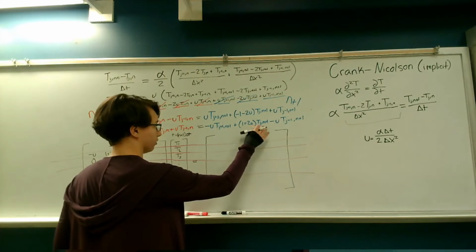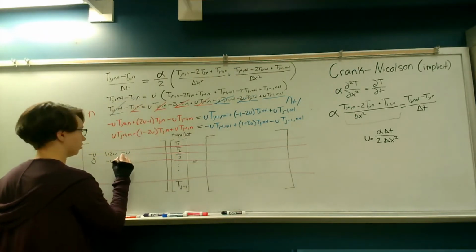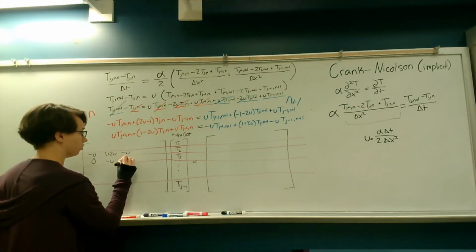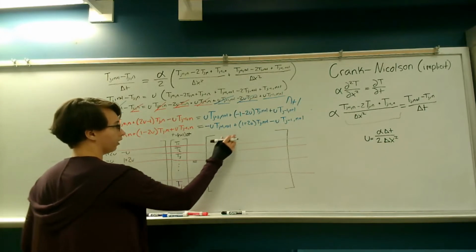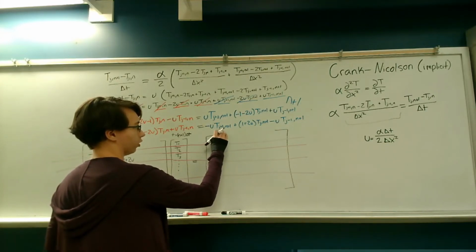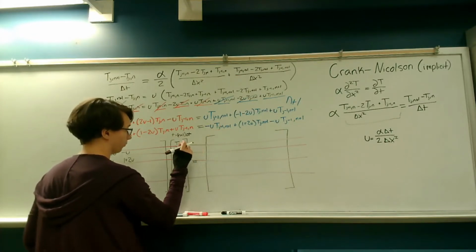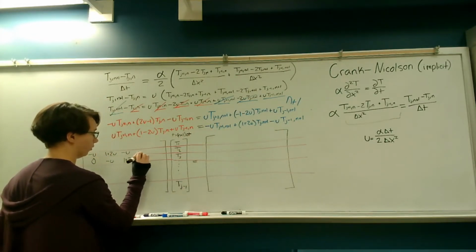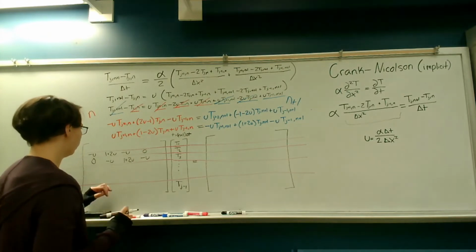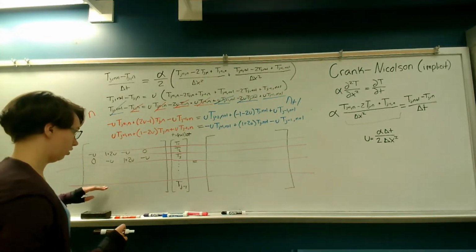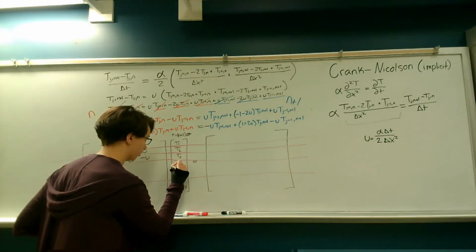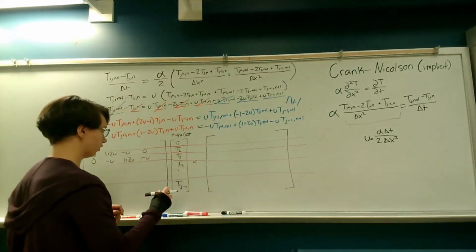So then this one is temperature 3, so that's next, which is 1 plus 2u. And then we'll multiply it by temperature 4, because 3 plus 1 is 4, so negative u here, I'll put that 0 up there. And then I'll do one more for us, so temperature 4.